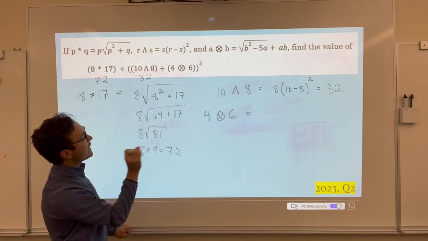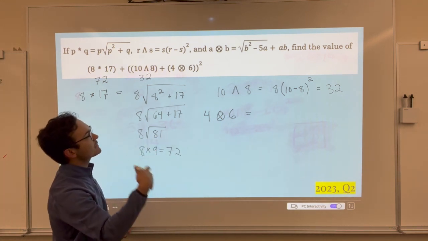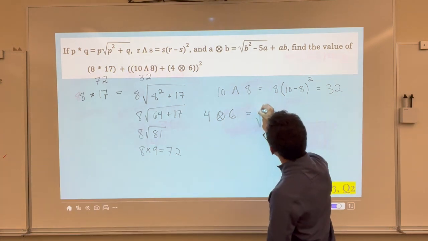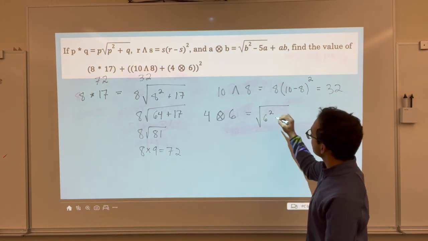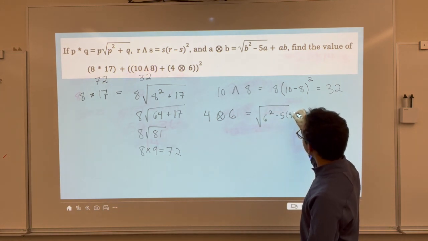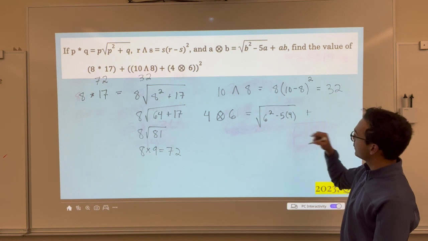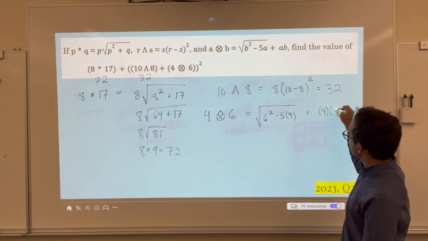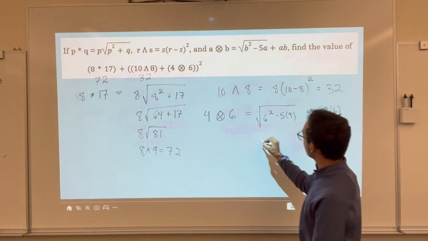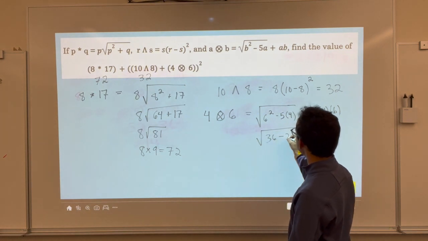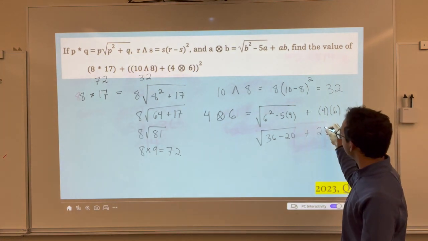Up here, it's telling us that a cross b is equal to the square root of the quantity b squared minus 5a, plus ab. So the square root of b squared, so that's 6 squared, minus 5a, so that would be minus 5 times 4. Make sure that all of that quantity is under the square root, and then we add a times b to it, which would be multiplying 4 times 6. Now, 6 squared is 36, and 5 times 4 is 20. So we're evaluating the square root of 36 minus 20, and we know that 4 times 6 is equal to 24, so we're adding 24 to that quantity.